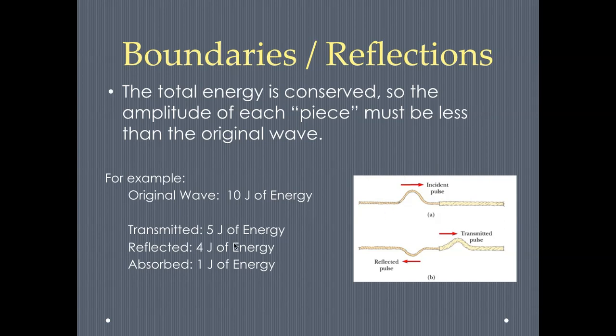And what happens is we can say that 5 joules of that would be transmitted. It'll go straight through. Some of it would be reflected, 4 joules of it. And then 1 joule of it would be absorbed. If you do 5 plus 4 plus 1, that's 10. What ends up happening is it may split up, it may look different, but it's all still there.